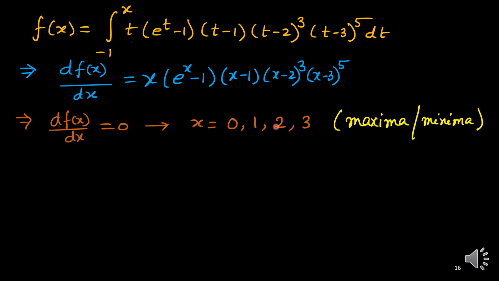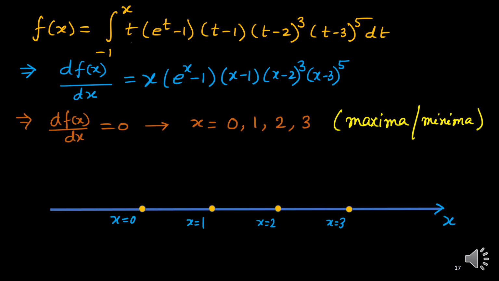So at these 4 points I can have maxima or minima. So how to find which point is having minima? Because we need to find the minima points. For that again we'll use the sign convention. To get that, first I will place those points on the x-axis. This is x equal to 0, x equal to 1, x equal to 2, x equal to 3.